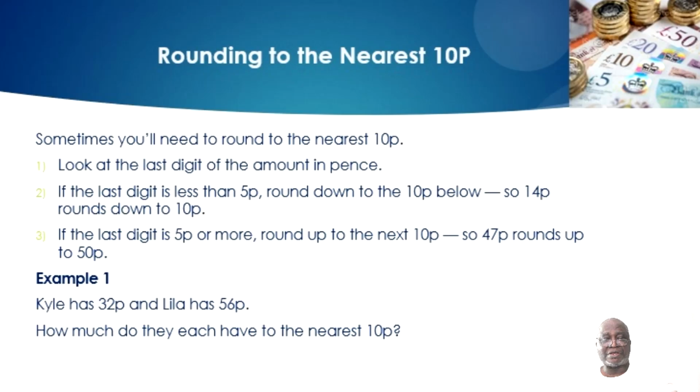If the last digit is 5p or more, remember you're rounding to the nearest 10p, round up to the nearest 10p. So 47p becomes what? Yes, 50p. You guys are clever.